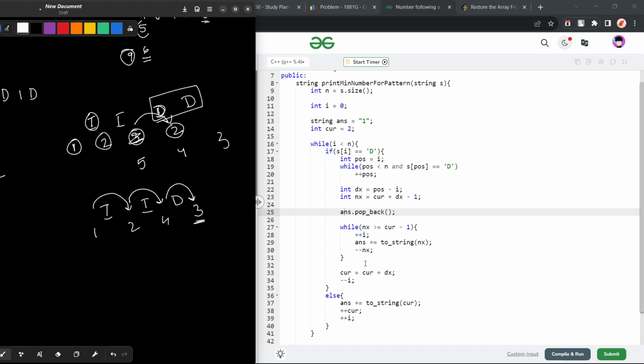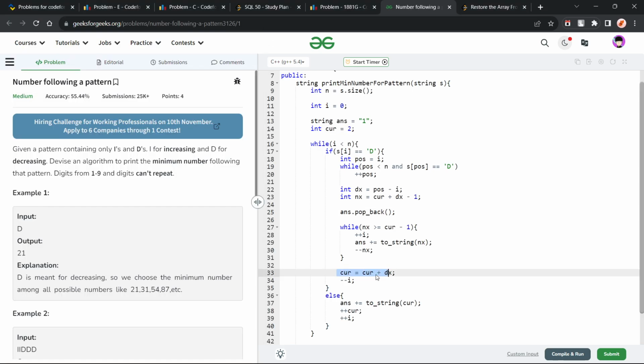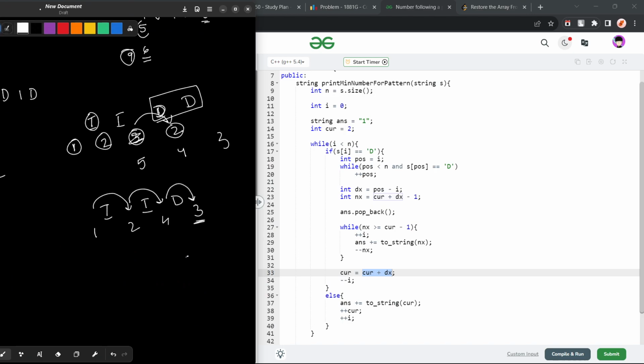And then after all of this has been done, I update my current as 5. I'm just going to mark it as current plus dx, so this is going to be 5 now. Now why current plus dx? Because when I reach this particular position, current was already equal to 4. Current always stores the next number that has to be put. That is why I initialize it with 2. So at this particular position, current was already 4.